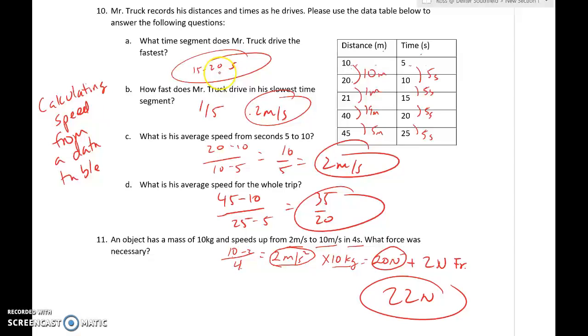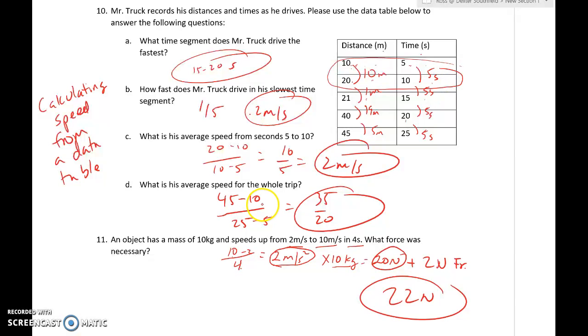So, answering this question, where did he drive the fastest? You look for the biggest distance, 19 meters. That's from time 15 to 20. How fast does he drive in his slowest time? That would be where he goes the least distance, 1 meter in 5 seconds. His average speed from seconds 5 to 10 is going to be 10 meters in 5 seconds, because that's looking at it right here.